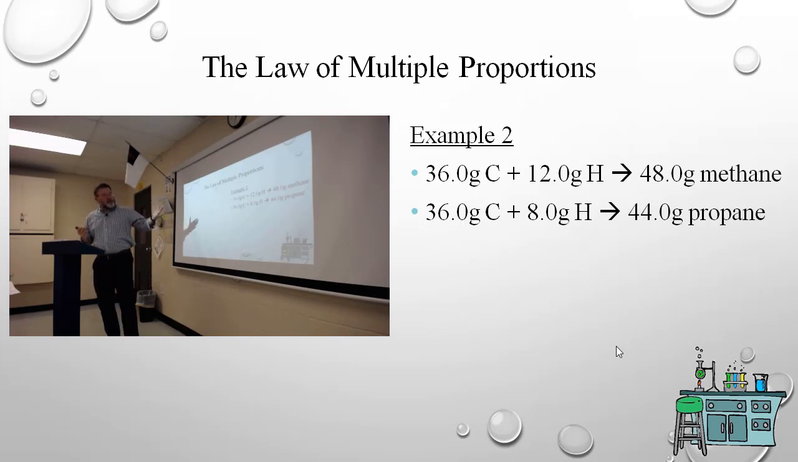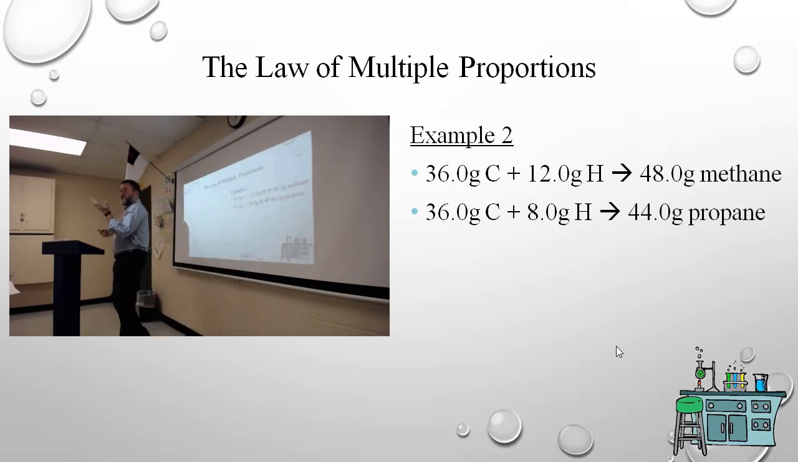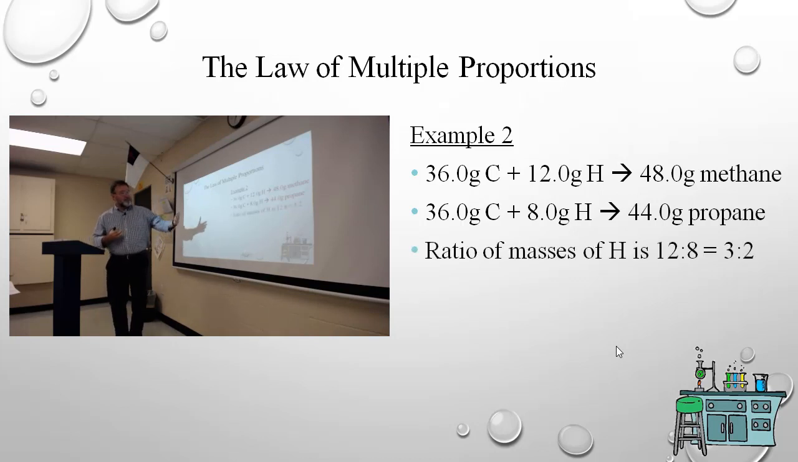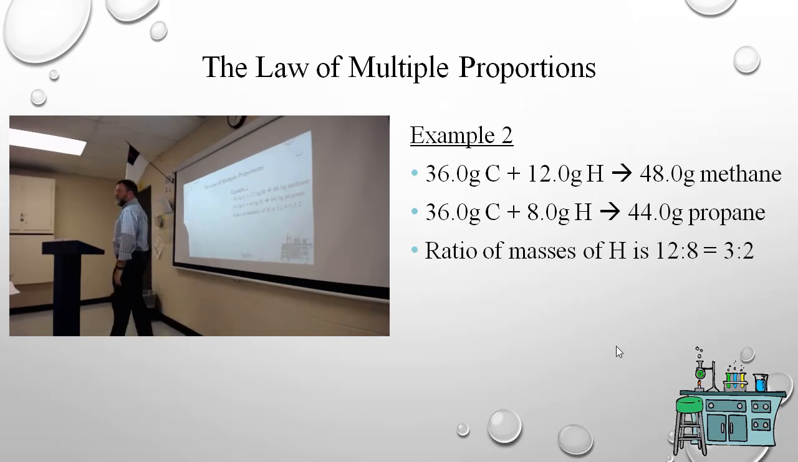But it's 36 grams of carbon and 8 grams of hydrogen. So which element was kept the same in these 2 measures? They just happen to give you 2 perfect recipes that have the same amount of carbon. You see that? Since the amount of carbon here is the same, what we're looking at is the relationship between the other element, which was not the same. And in this case, it's the hydrogen. What's their relationship? 12 to 8. And 12 to 8 reduces down to 3 to 2.